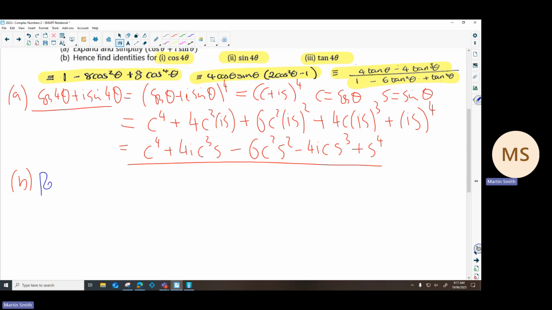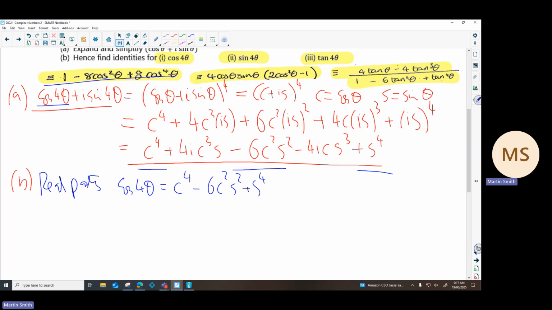So if I look at the real parts of both sides, I will get cos 4 theta is the real part of this. The real terms on the right-hand side are c to the 4 minus 6c squared s squared plus s to the 4. The other two terms have a coefficient of i. This gives me cos 4 theta equals c to the 4 minus 6c squared s squared plus s to the 4. And if I was just looking to prove the identity for cos 4 theta, I would now do some algebra with this to turn it into that.